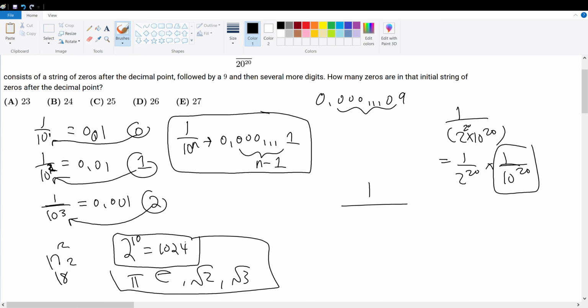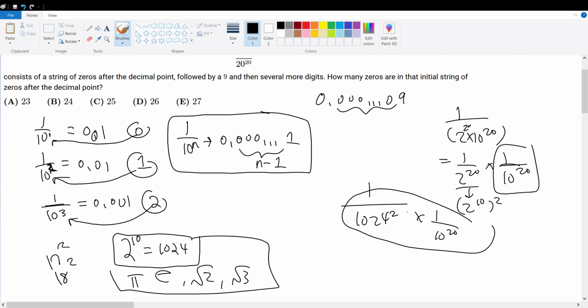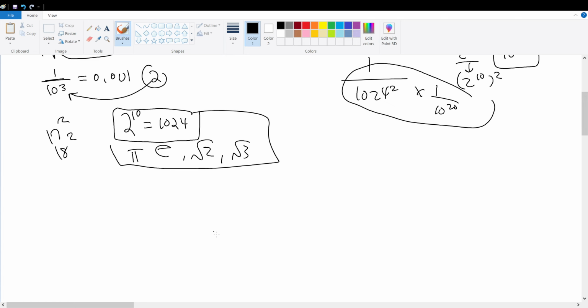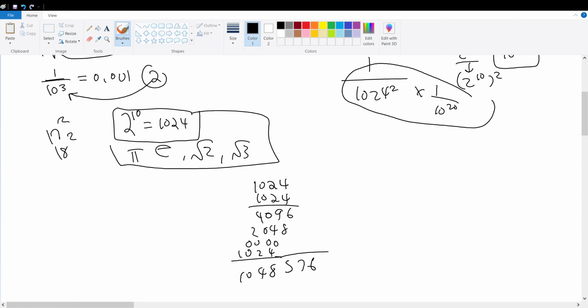So with this out of the way, I just know 2 to the 10 is 1024. So this is the same thing as 1024 squared, right? Because 2 to the 20 is 2 to the 10 squared. So then this is multiplied by 1 over 10 to the 20 to get our answer. Now what is 1 over 1024 squared? Well, 1024 squared is not too bad to do, so let's just do it. We just have to be careful with the adding. So very quickly I realize this is 1,048,576 times 1 over 10 to the 20.